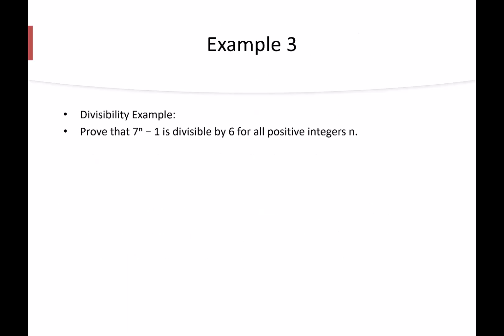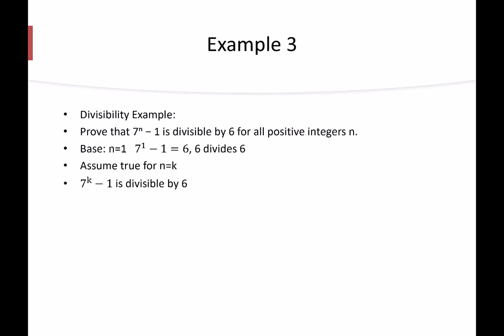In our last example, we'll look at divisibility. We're going to prove that 7 to the n minus 1 is divisible by 6 for all positive integers n. As always, we'll start with our base case if n is equal to 1. 7 to the 1 minus 1 is equal to 6, and we know 6 divides 6. So we're going to assume that the statement is true when n is equal to k, which means 7 to the k minus 1 is divisible by 6. We want to prove this is also true when n is equal to k plus 1.